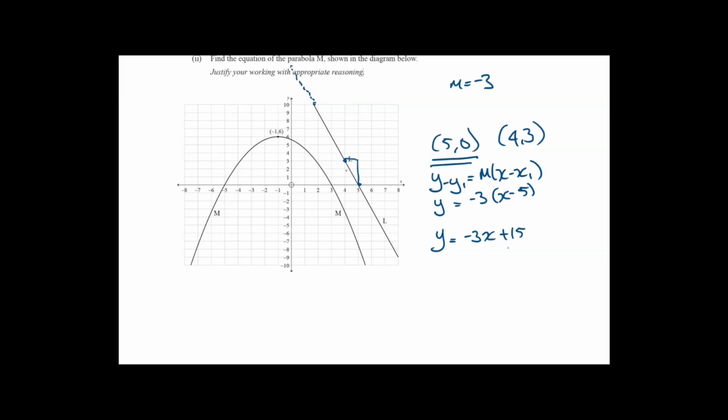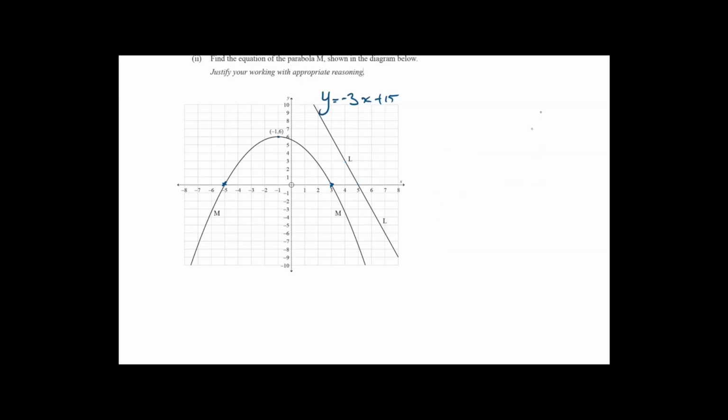Okay, the next one is find the equation of the parabola. So there's a couple of ways of doing this. We can see that the x-intercepts are at 3 and negative 5, and the maximum point there, the turning point, is at negative 1, 6. Let's actually, I'll just take a side swipe here. Let's do it both ways. So I'm just going to pause the video for a sec. So two ways we've got of doing it.